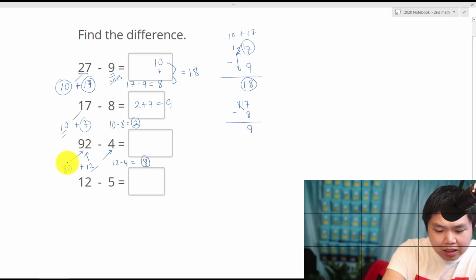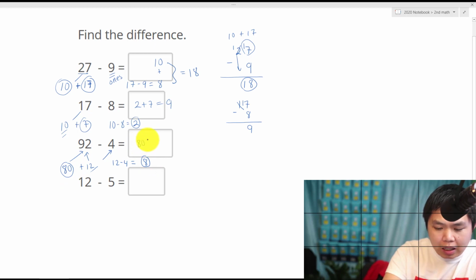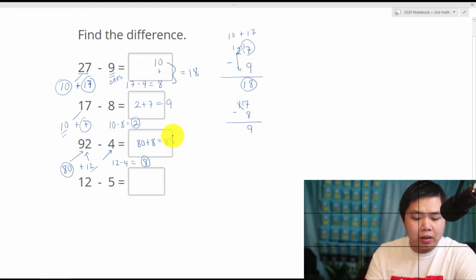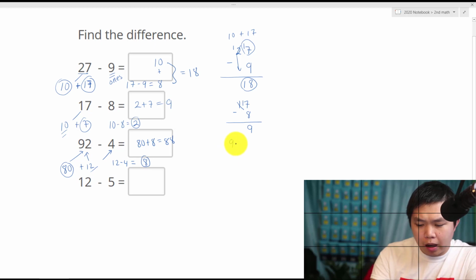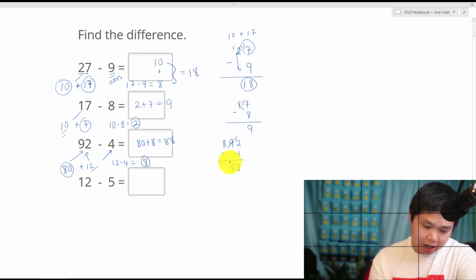Now we have 8 and 80. What's that going to equal? 80 plus 8 equals 88. Isn't that nice when we apply number bonds and break the larger number into smaller parts? The same thing if we want to line up 92 minus 4. We borrow, this becomes 8. This becomes 12. 12 minus 4, that gives us 8. And then 8 minus 0 gives us 8, so 88.